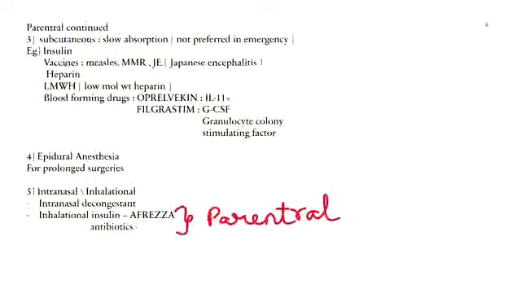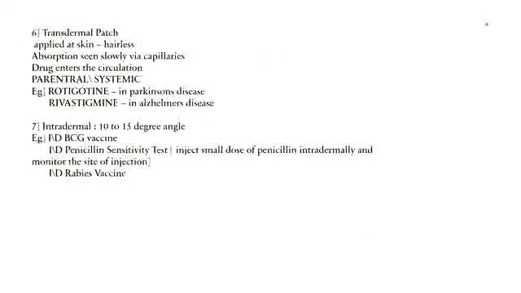So in parenteral we studied, first was intravenous, that is 100% bioavailability. Second is intramuscular, 95 to 100% bioavailability. They both are given in emergency. Third is subcutaneous, and it is slow, it is not preferred in emergency. It contains insulin, vaccines, heparin, and blood forming drugs such as oprelvekin and filgrastim. Next, epidural anesthesia for prolonged surgery, intranasal, inhalation. In inhalation, we give Afrezza. I will show you what Afrezza is afterwards.